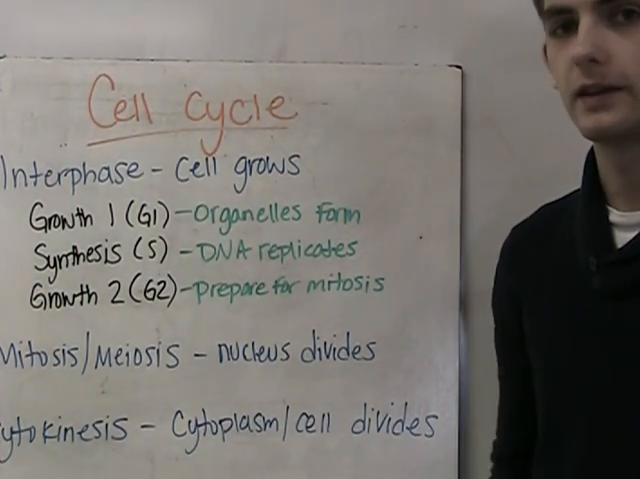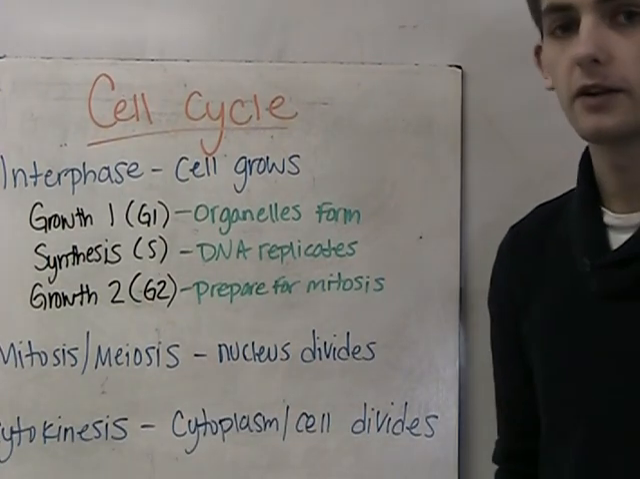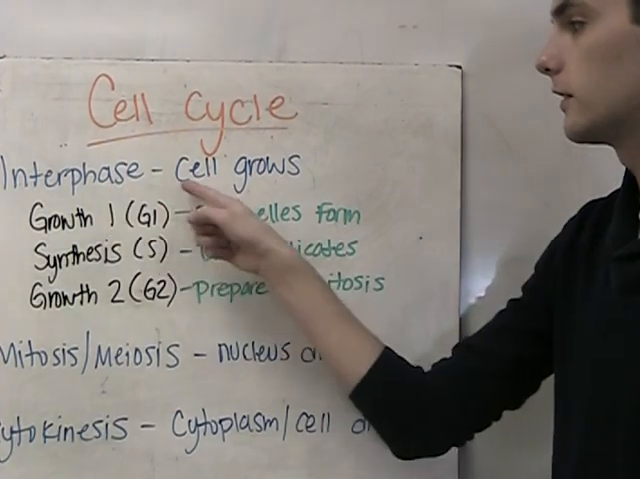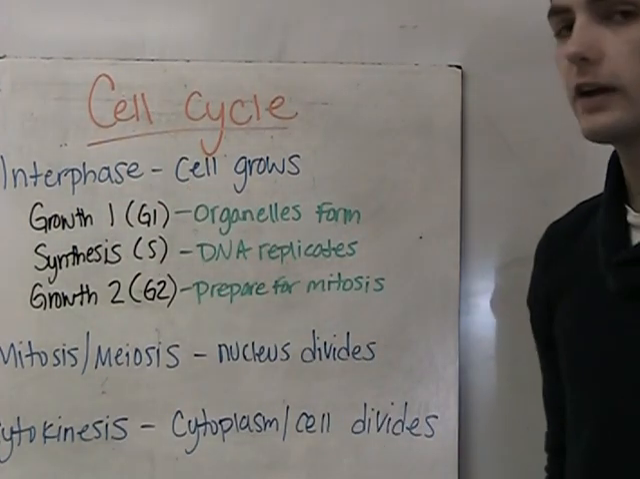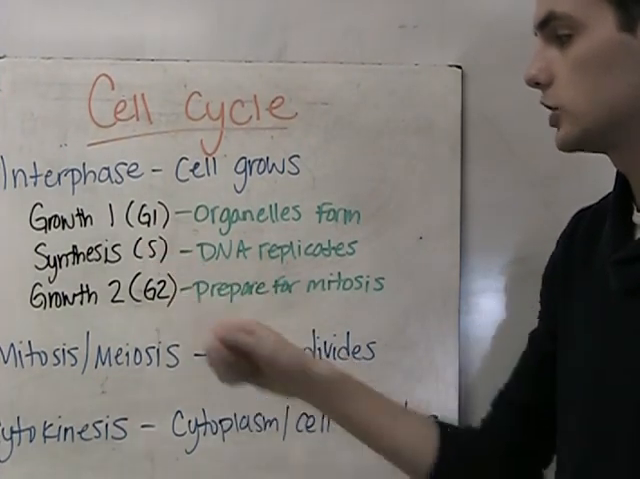Along with DNA replication, we have this process called the cell cycle. This is broken down into 3 main categories. The first part of the cell cycle is interphase. This is when the cell is growing. Interphase is divided into 3 smaller phases: G1, S, and G2.